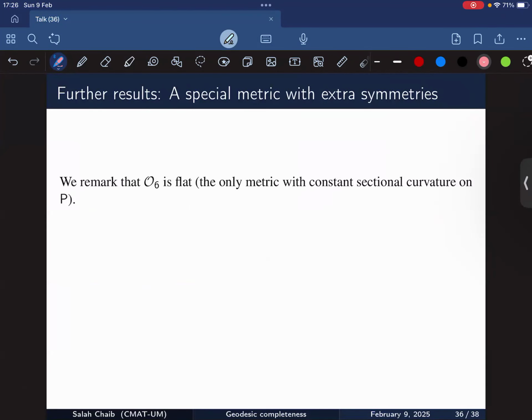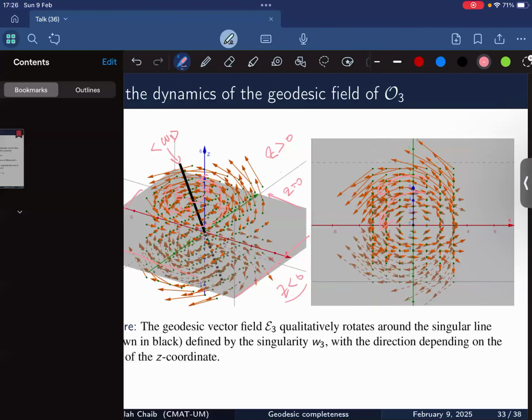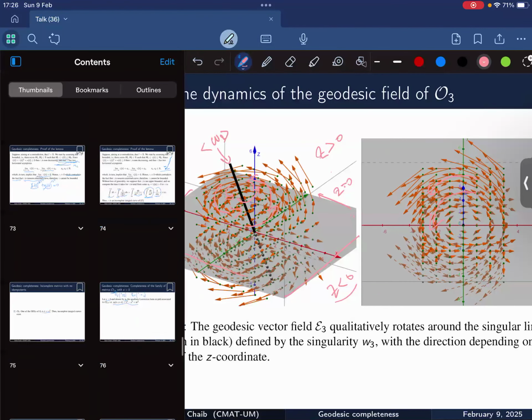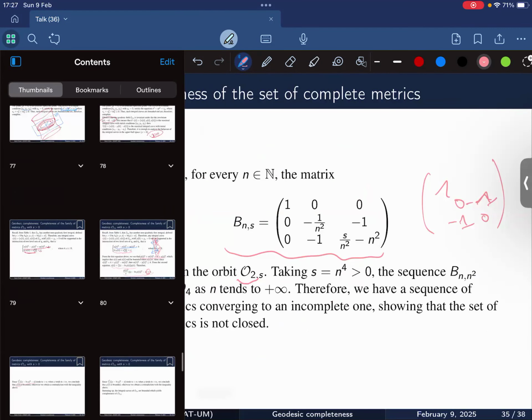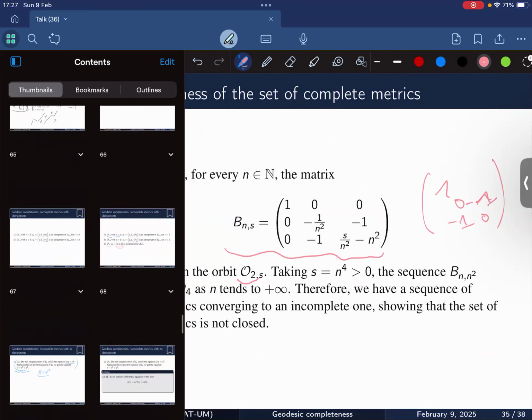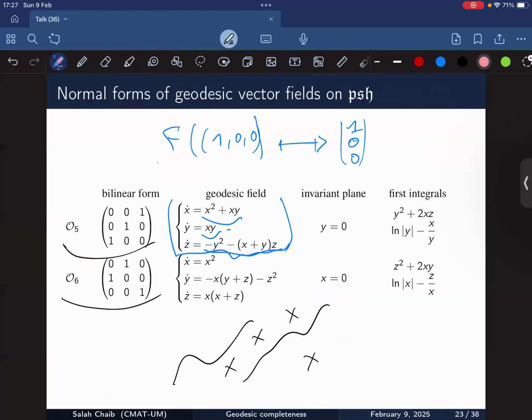Maybe at the end I will... So some further results: the metric O6, which is an incomplete metric. So I will go back to 6. Yes, so this metric, this is an incomplete metric because it has this equation.